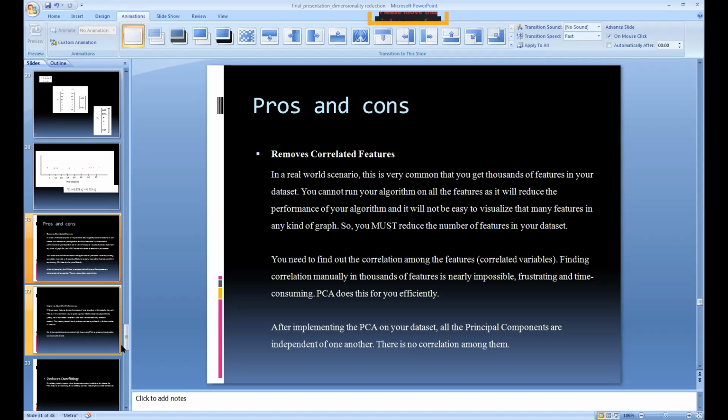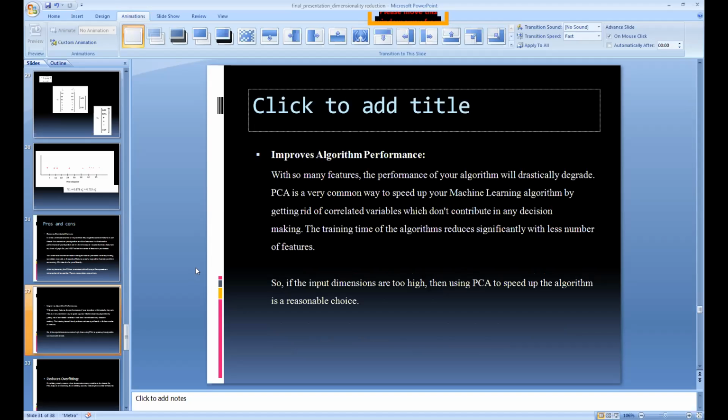The next advantage is that it improves the algorithm performance. Once the data is reduced, if we have potential data that is enough to express the operation, it obviously improves your algorithm performance. Moreover, it is used to speed up the process. That is a key point when we are using PCA.